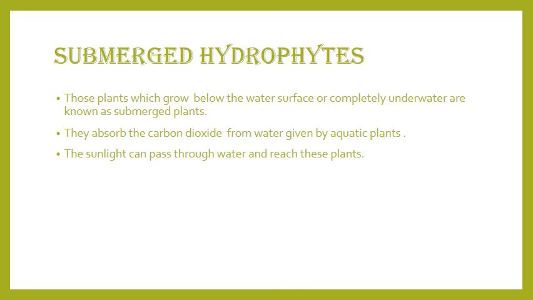So they get the sunlight which passes through the water and reaches these plants. And also they get the carbon dioxide from the animals of the oceans. We all know animals breathe in oxygen and breathe out carbon dioxide. So they get the carbon dioxide from the animals in the sea. In this way they arrange all the things for the photosynthesis process and make their food.